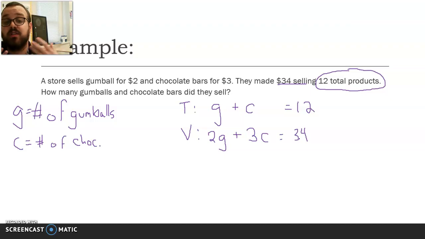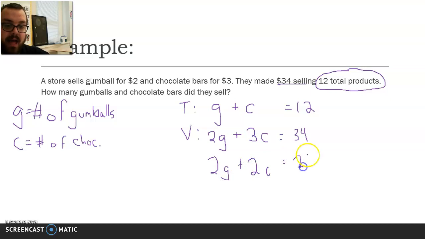That's up to you. Some people like using substitution. The top equation, you subtract C, move it over, and then go ahead and plug that in. It's not too bad. I'm going to go ahead and do elimination here. So I'm going to multiply this top equation by 2. So that would give me 2G plus 2C equals 24.